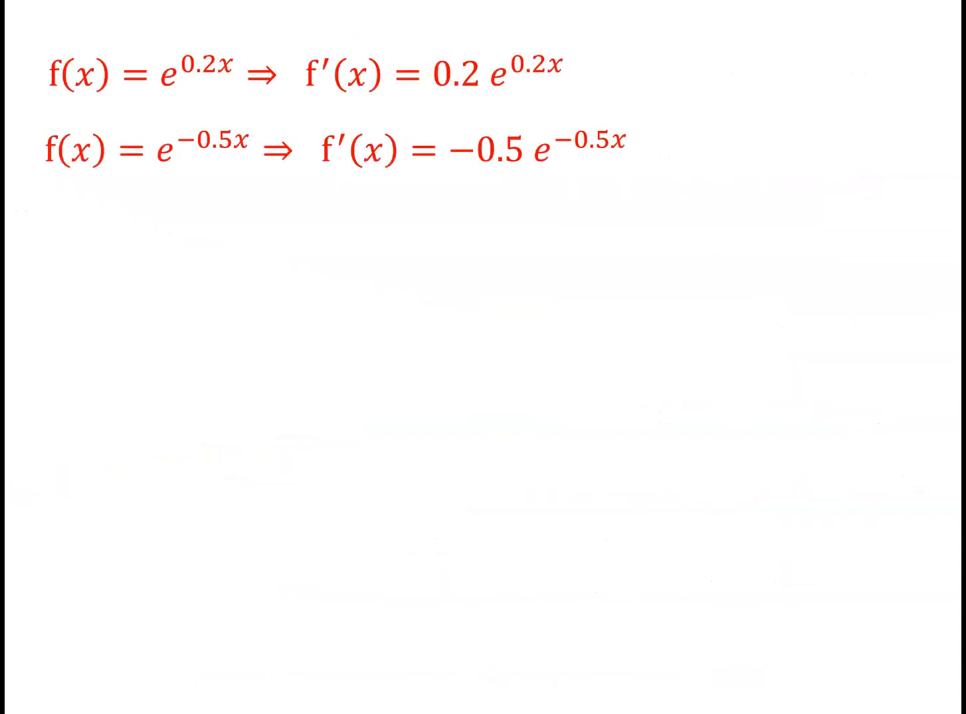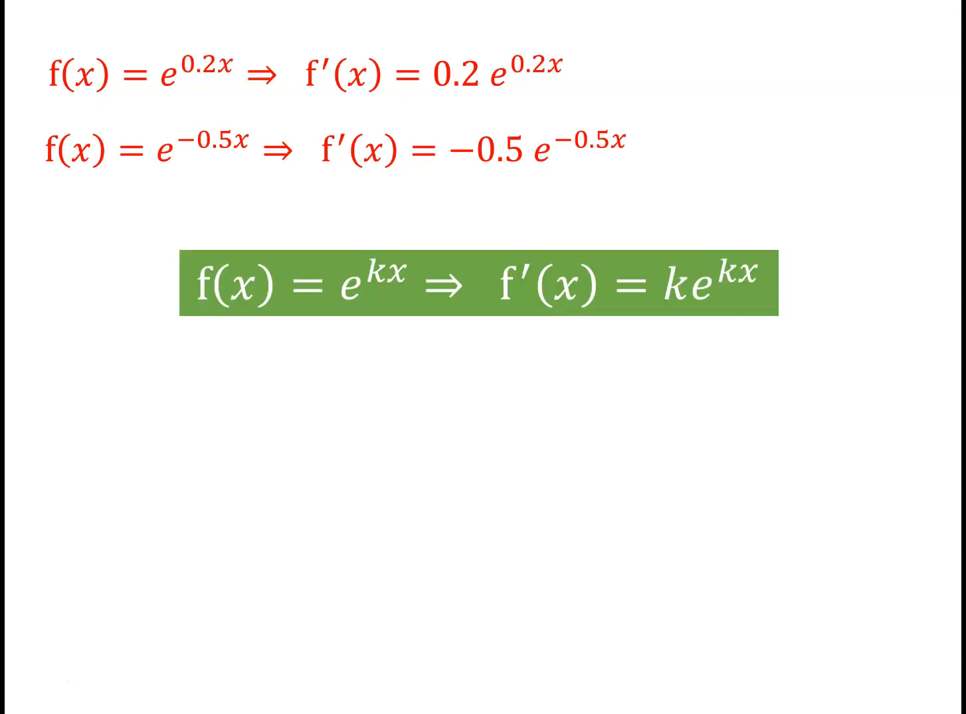So we've got these two rules from the previous slides. In general, if we've got f of x is e to the kx, then the derivative, the gradient function f dash x, is k e to the kx.